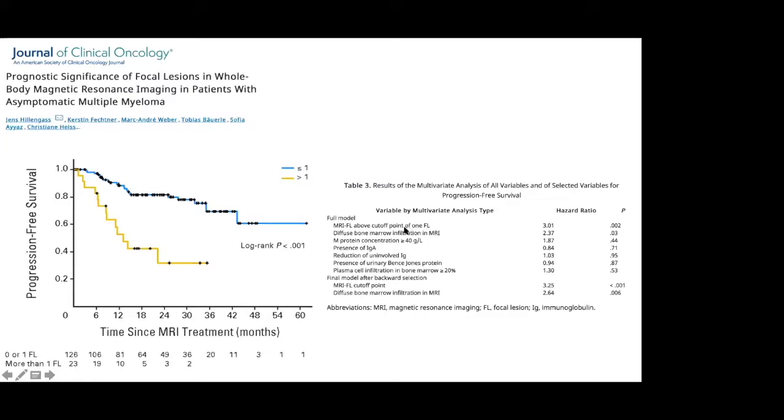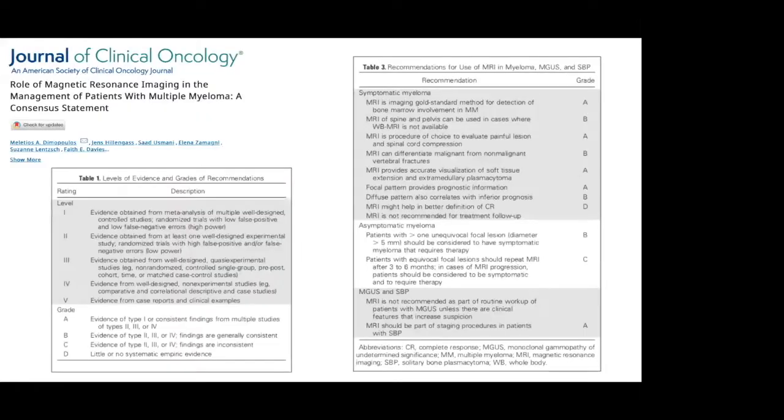They also found that diffuse bone marrow infiltration, which cannot be shown by any of the other imaging modalities, also correlates with a poorer outcome. And this has led to this consensus statement. They base their recommendations on the available evidence, where A is the best evidence and D is little evidence.